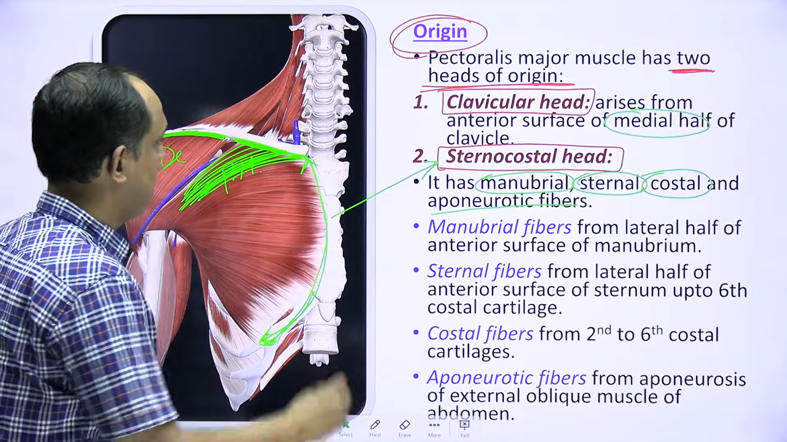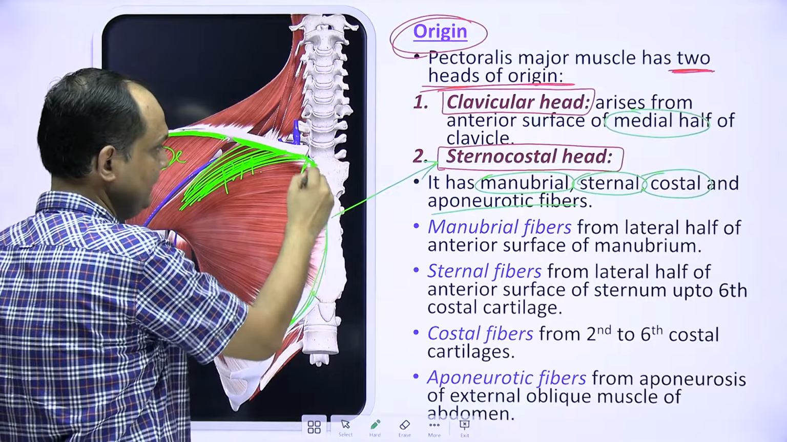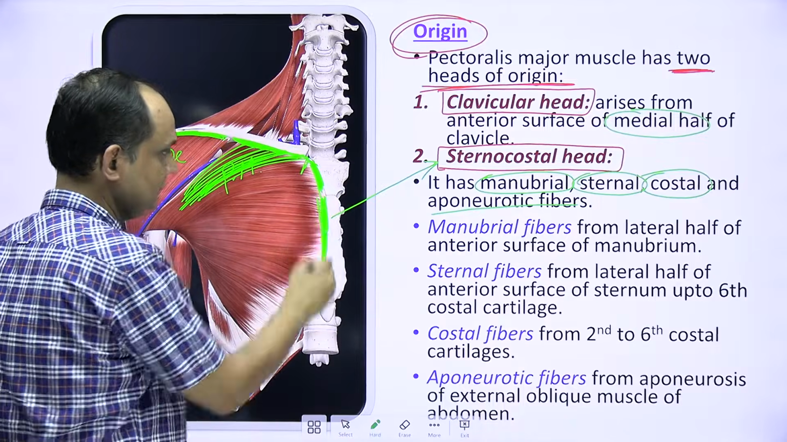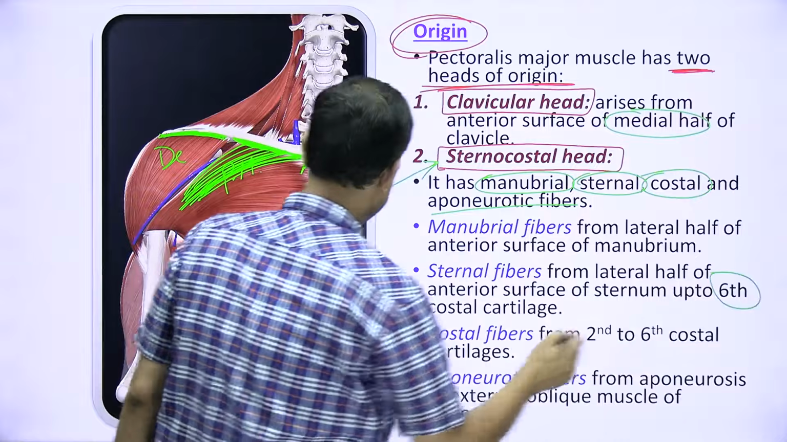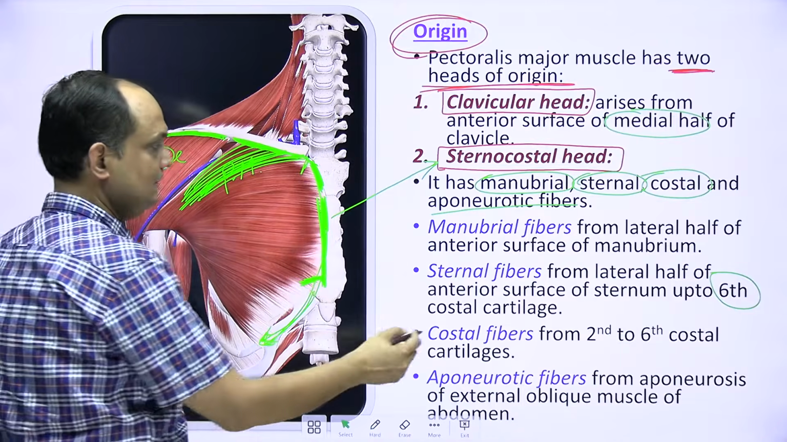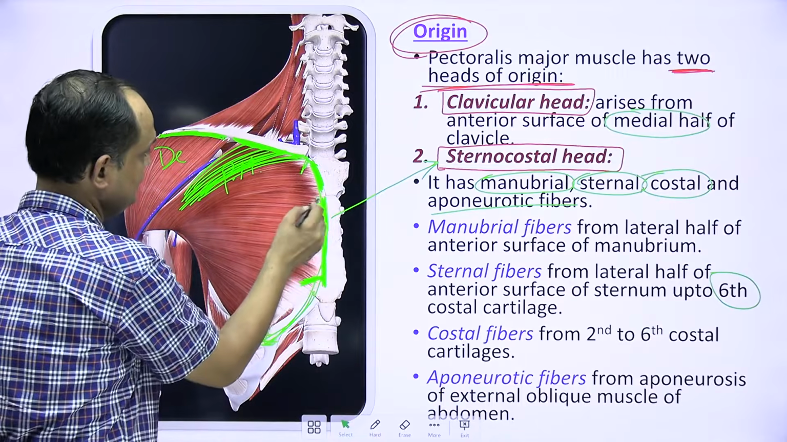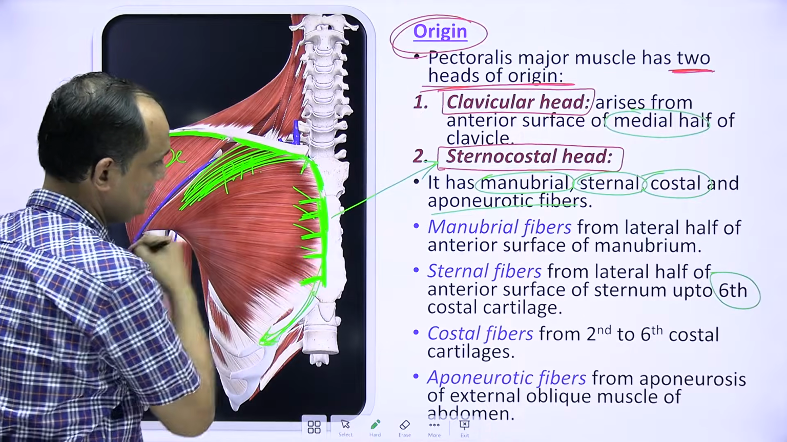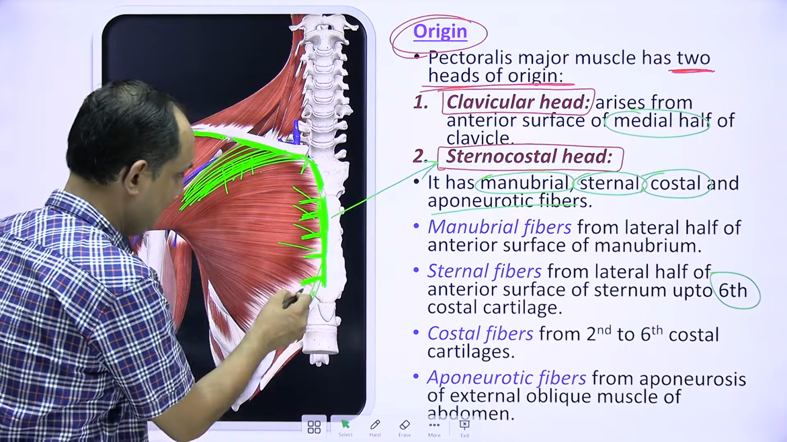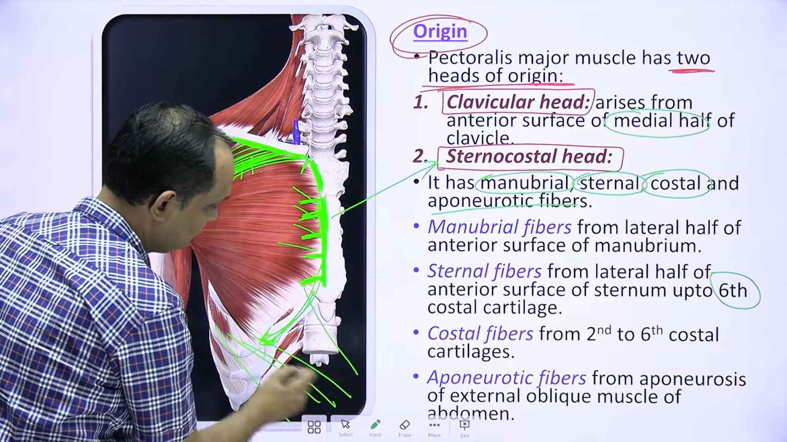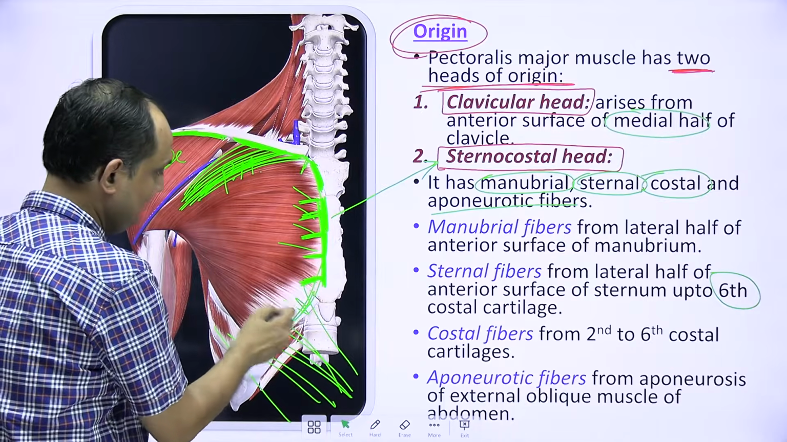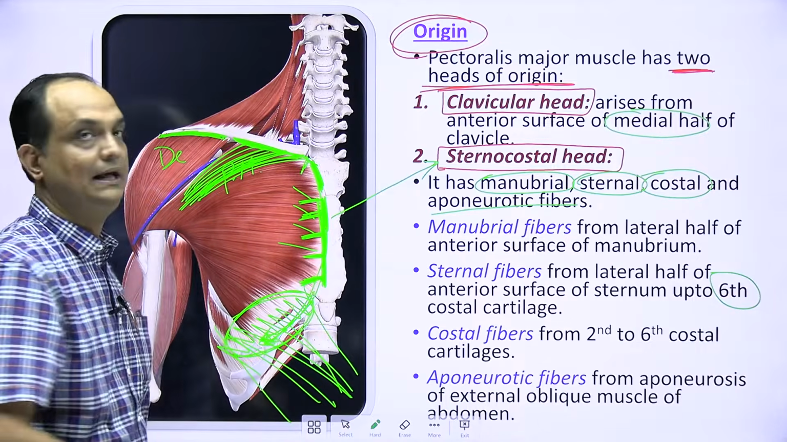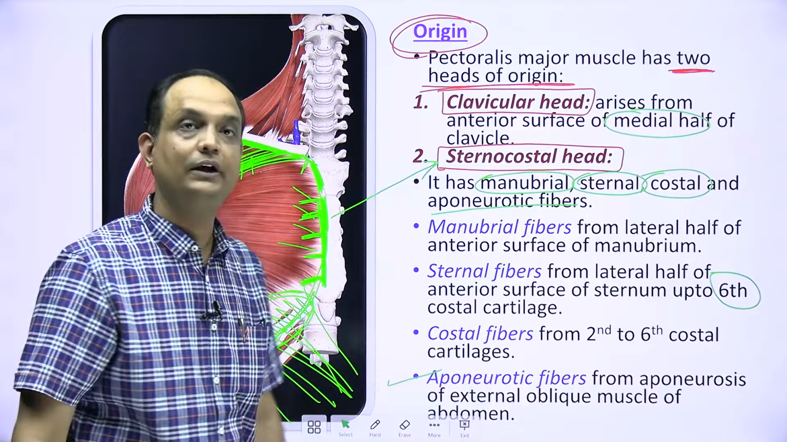Now, manubrial fibers arise from the anterior surface of the manubrium. The sternal fibers arise from the lateral half of the anterior surface of the sternum up to the 6th costal cartilage, that will come here. Then you have the costal fibers, which arise from the costal cartilages present here. These fibers arise from the adjacent costal cartilages. And lastly, you have a muscle here in the anterior abdominal wall known as the external oblique. So, you have the aponeurotic origin of the external oblique muscle, and the lower fibers overlap that aponeurosis, which are known as aponeurotic fibers.